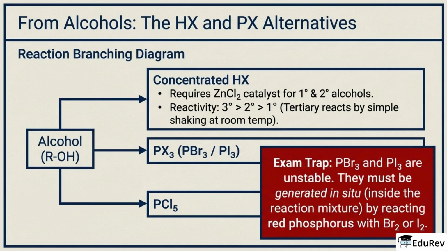Alcohols can also react using HX or phosphorus halides. With HX, reactivity follows a clear order. Tertiary alcohols react fastest, then secondary, then primary. ZnCl2 is used to help 1° and 2° alcohols react. Then come phosphorus reagents, PBr3, PI3, and PCl5. A detail worth locking in: PBr3 and PI3 are unstable. They are generated inside the reaction mixture itself. That's the kind of line examiners turn into a direct question.